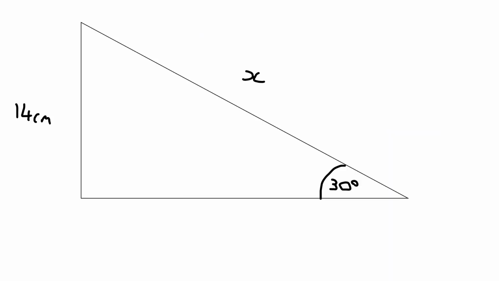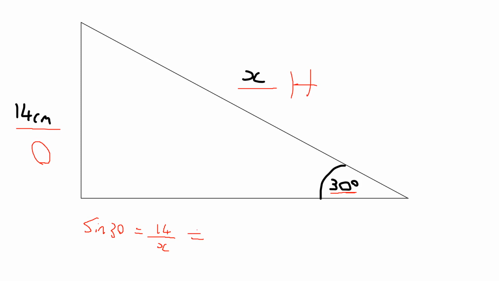So for this one, we're told this is 30 degrees, this is 14 centimeters, and this is x. What's x going to be equal to? Well, we have an opposite and we have a hypotenuse. So it's going to be sine. So therefore sine 30 is equal to opposite over hypotenuse.